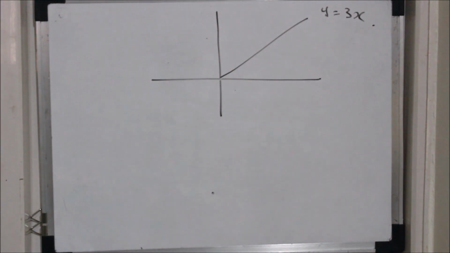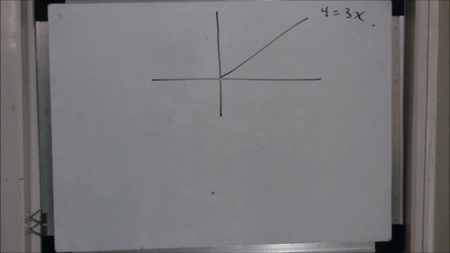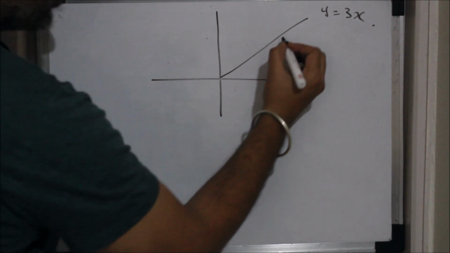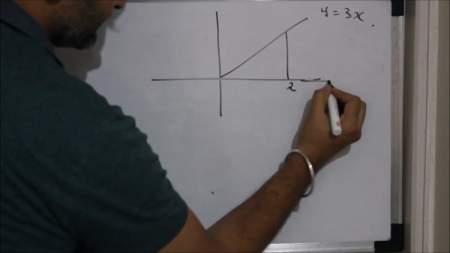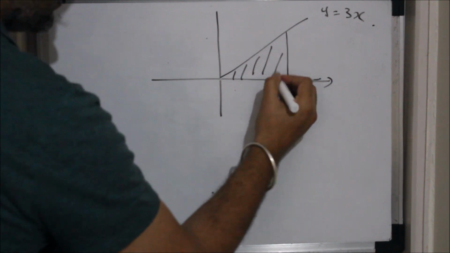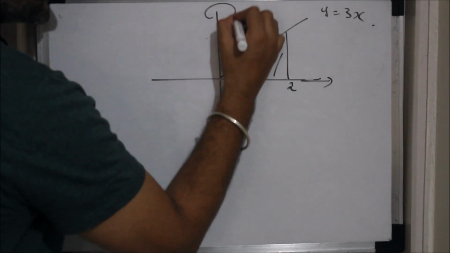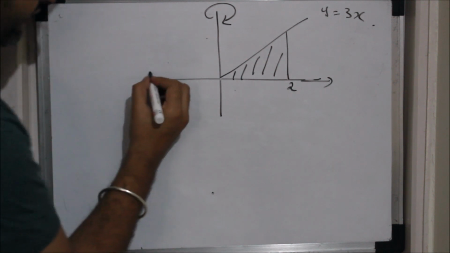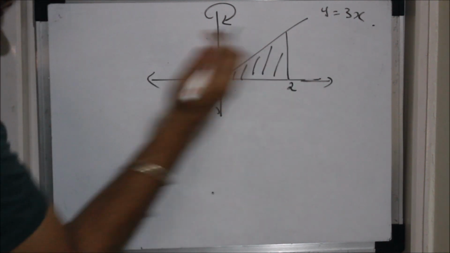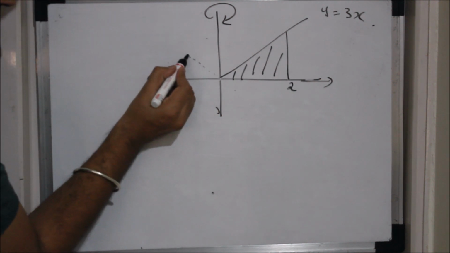Then you had y equal to 0, which is nothing but my x-axis, and then I have x equal to 2. So this is the region we have, and now we have to revolve this along the y-axis. If I revolve this along the y-axis, this is the axis of my rotation. Okay, fine. So when I revolve over here, this is its replica.